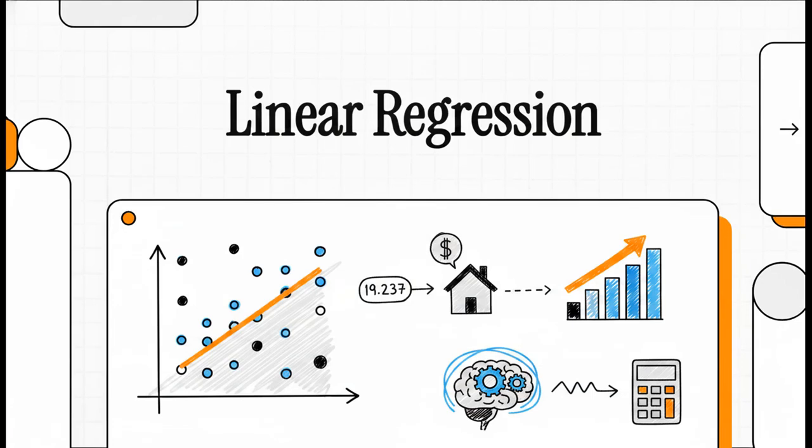Today, we are getting into one of the absolute bedrock concepts of artificial intelligence. We're talking about linear regression, which is basically how machines learn to predict numerical values. Oh, I am so ready for this one.